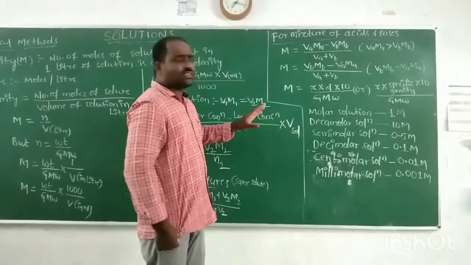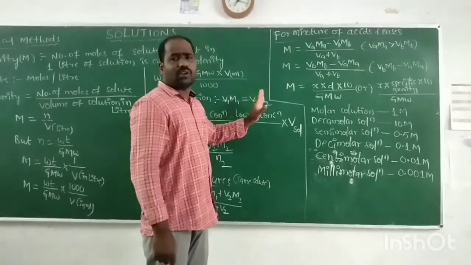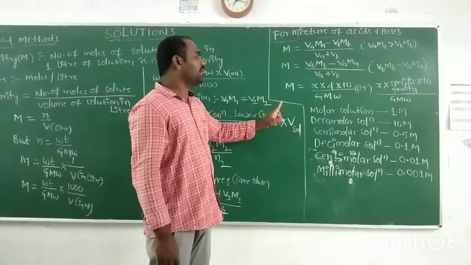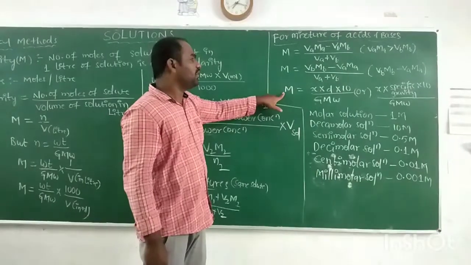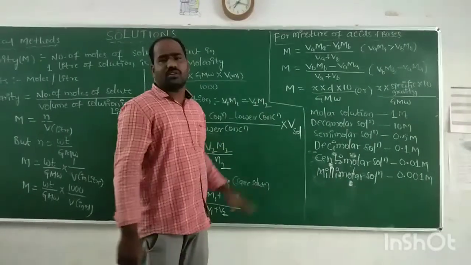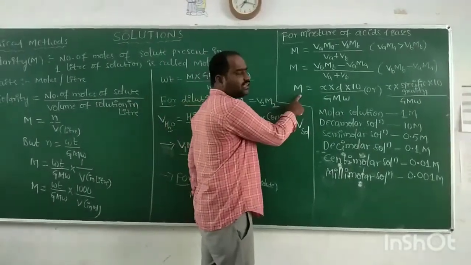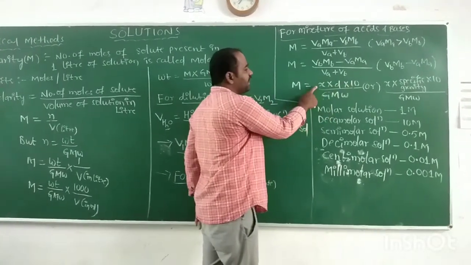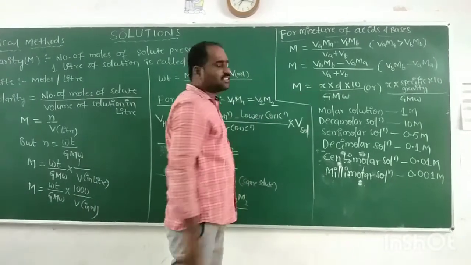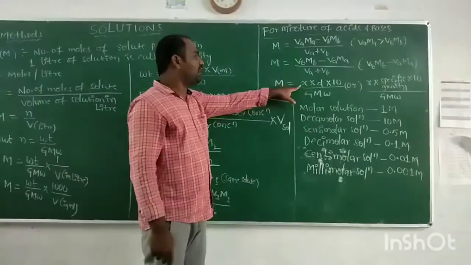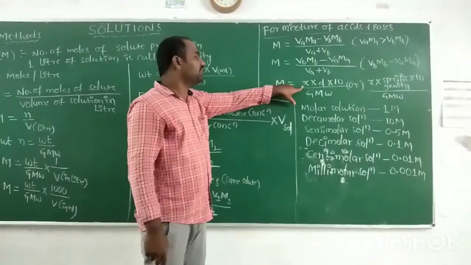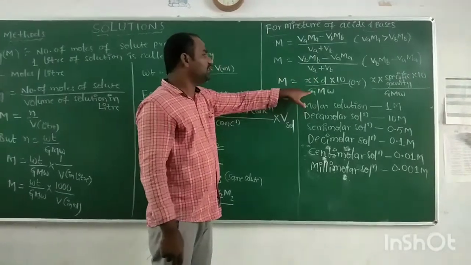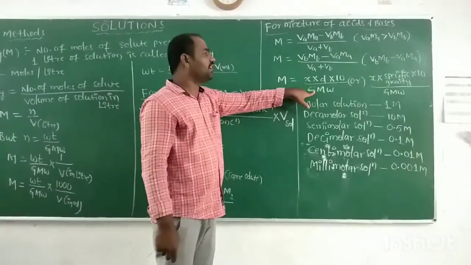Whenever the solute amount is given as a weight to weight percentage or weight to volume percentage, we have another formula. In that condition, the density of the solution is also given. Molarity is equal to X into D into 10 by gram molecular weight. Here X is the mass percentage or mass to volume percentage of the solution, D is the density of the solution, and GMW is the gram molecular weight of the solute.